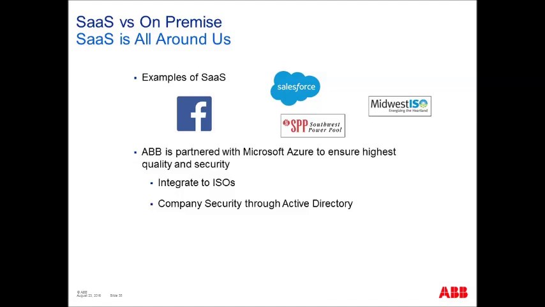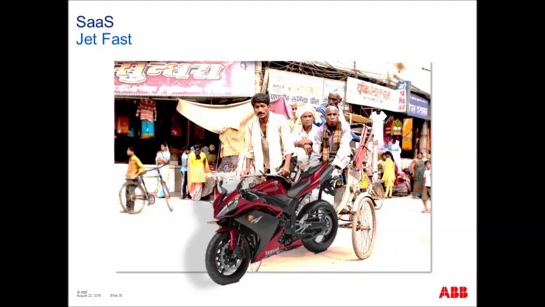Now, if we look back at the rickshaw analogy with our SaaS offering for nMarket, we really just made it jet fast with SaaS. It's like if we took your rickshaw and basically put a motorcycle on instead of just a bicycle. And obviously, I'm not the world's greatest graphic artist, but you get the idea here.